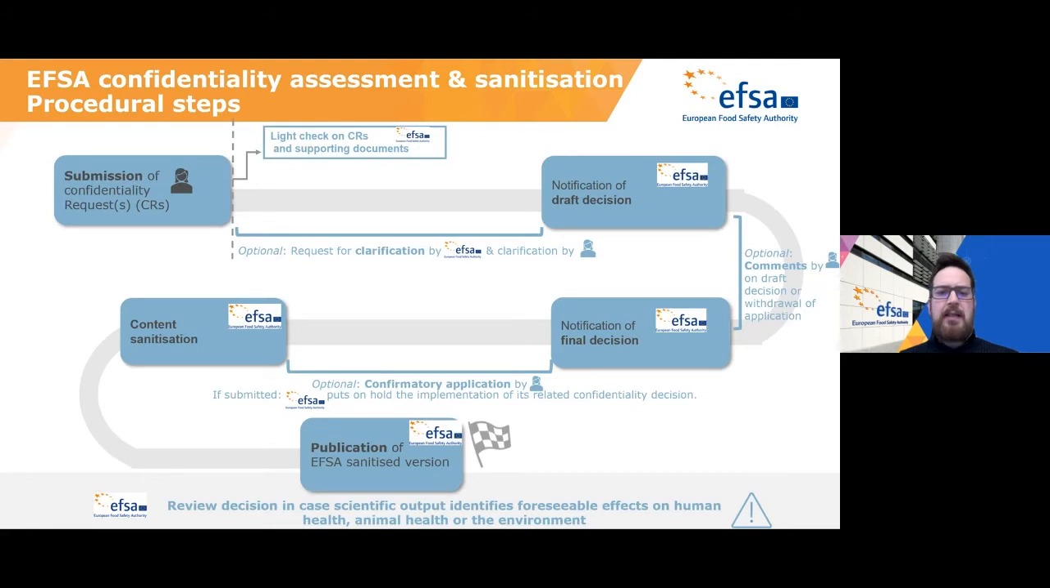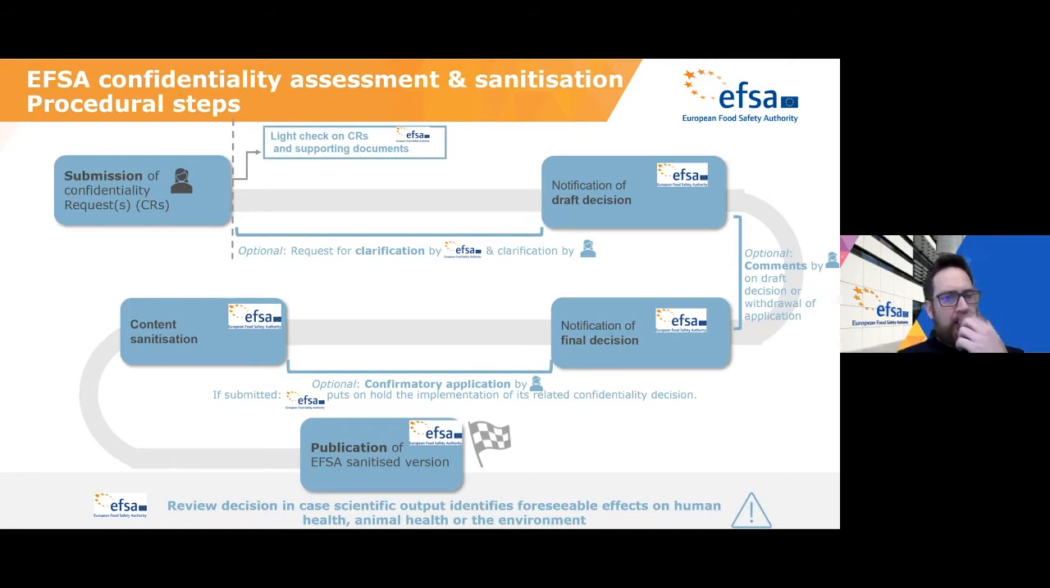Speaking about confidentiality assessment, the first step in this process is the so-called light check, which verifies whether there is any obvious incompliance or inadmissibility of the confidentiality requests that are submitted. Afterwards, during the assessment of the merits of the confidentiality requests, EFSA optionally can ask the applicant to provide clarifications on one or more confidentiality requests if deemed necessary. As soon as the assessment is completed, a draft decision is being shared with the applicant, who can provide comments or withdraw the application in case of disagreement, or explicitly state that they agree with EFSA's draft assessments.